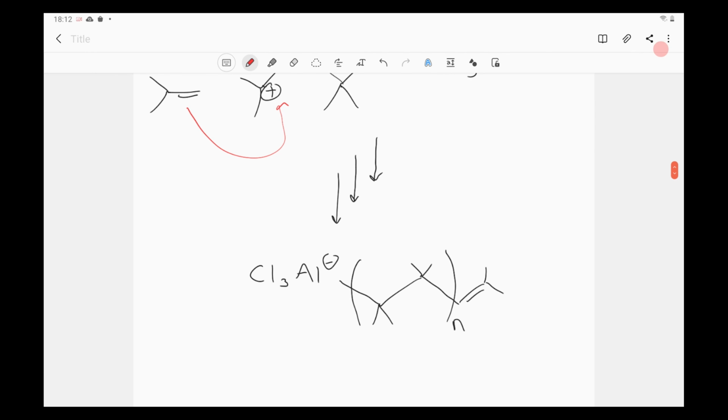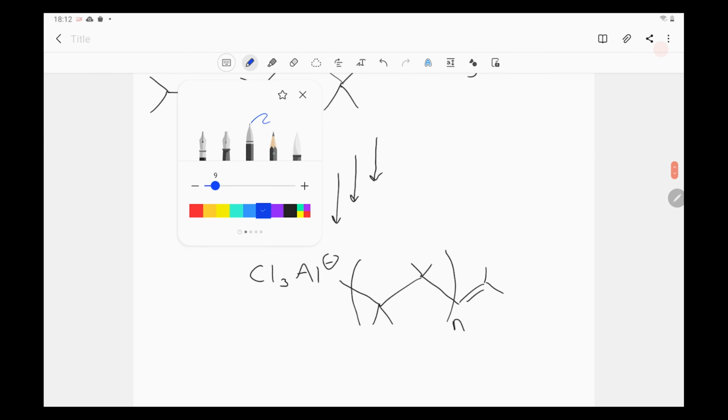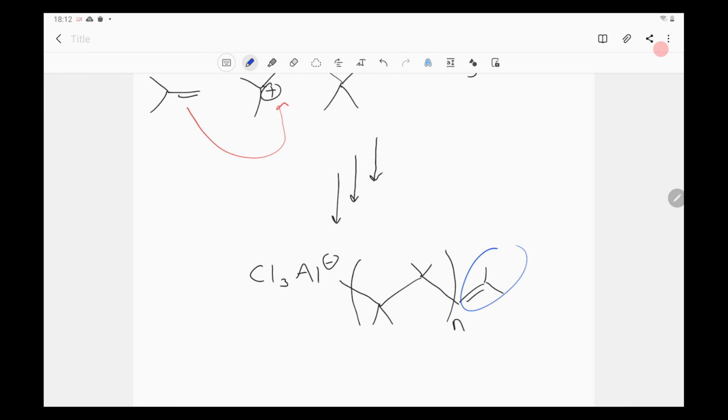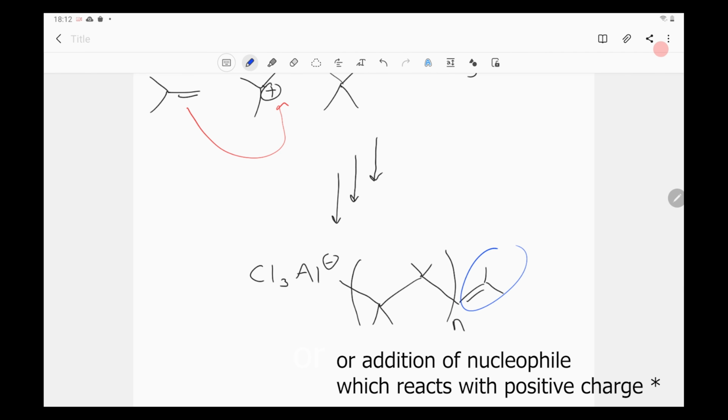So this is our sort of polymer structure here, and this blue circled is the termination step, which is normally done by the loss of hydrogen. Right, so I'm sure you can see the similarities of the radical mechanism in that.